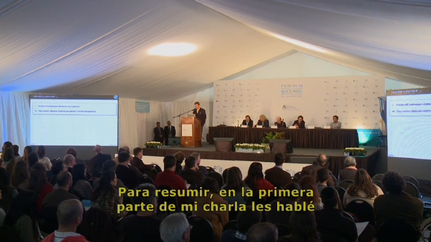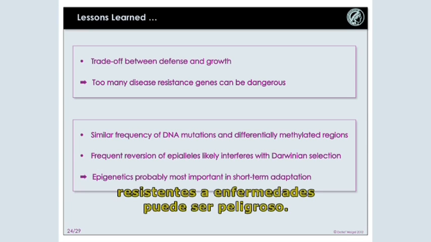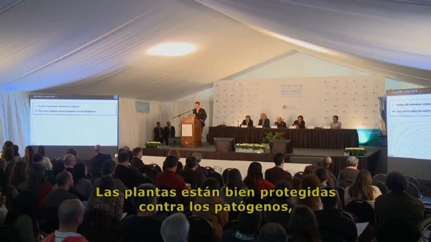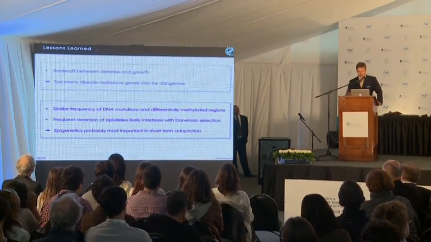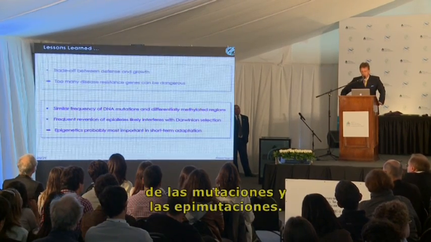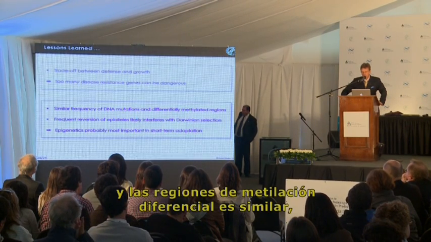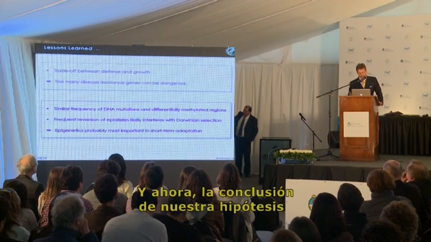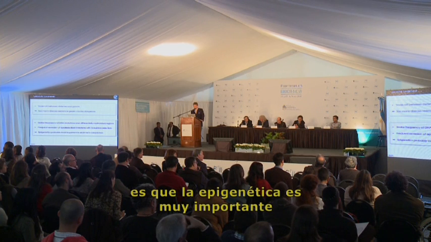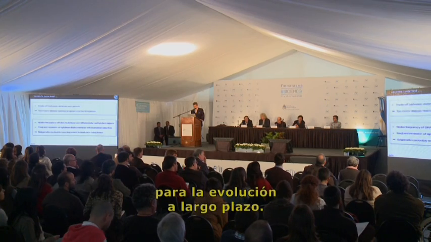So to summarize the first part of my talk, I told you about the trade-off between defense and growth. And one conclusion there is that having too many disease-resistance genes can be dangerous. You're well protected against pathogens, but at some point you just start to kill yourself, which isn't very good either. Then the second part, I told you about mutations and epimutations. There's a similar frequency of DNA mutations and differentially methylated regions, but frequent reversions of epialleles will likely interfere with Darwinian selection. And our conclusion, or hypothesis, if you will, is that epigenetics probably is mostly important in short-term adaptation, but probably does not play much of a role in long-term evolution.